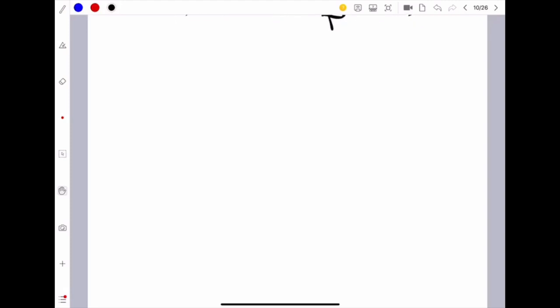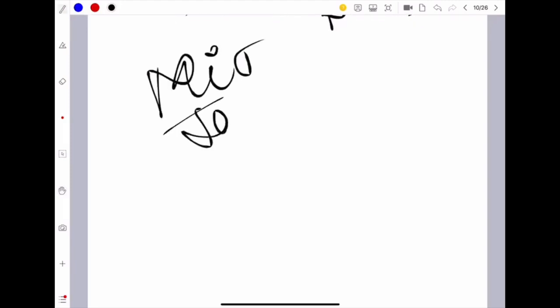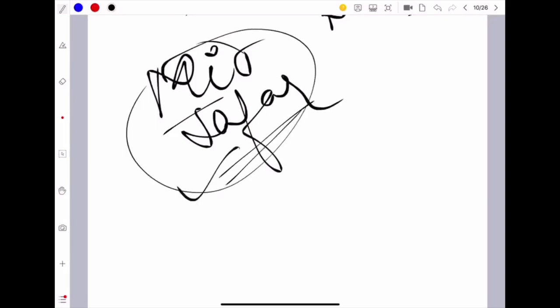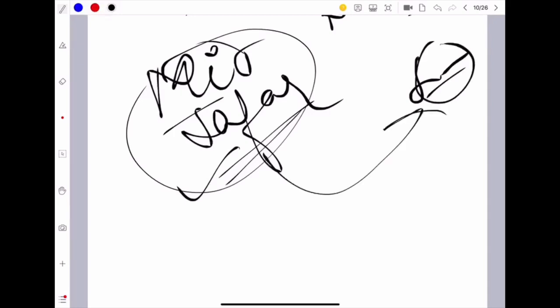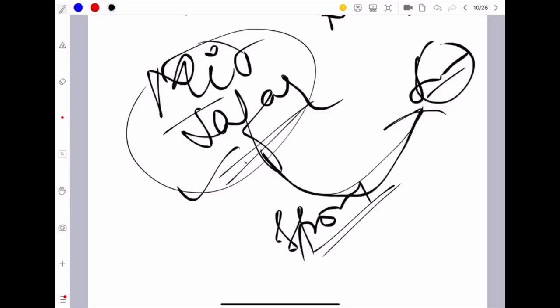Now, who is Mir Jafar? Mir Jafar was a person in Sirajuddaula's kingdom only. He was a kind of sepoy, you can say, something like that, right? So Mir Jafar was bribed. Robert Clive promised to make him the Nawab when Sirajuddaula would be killed.